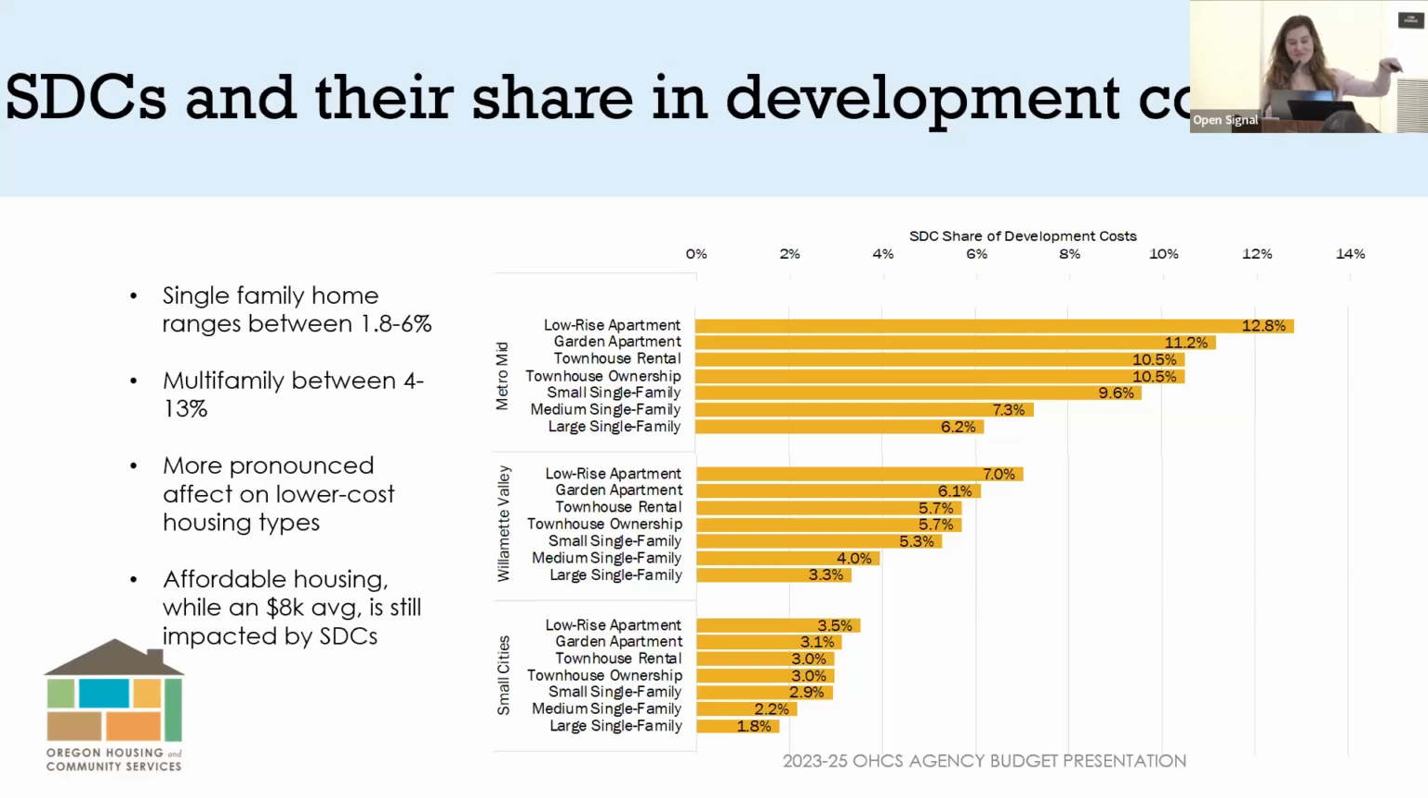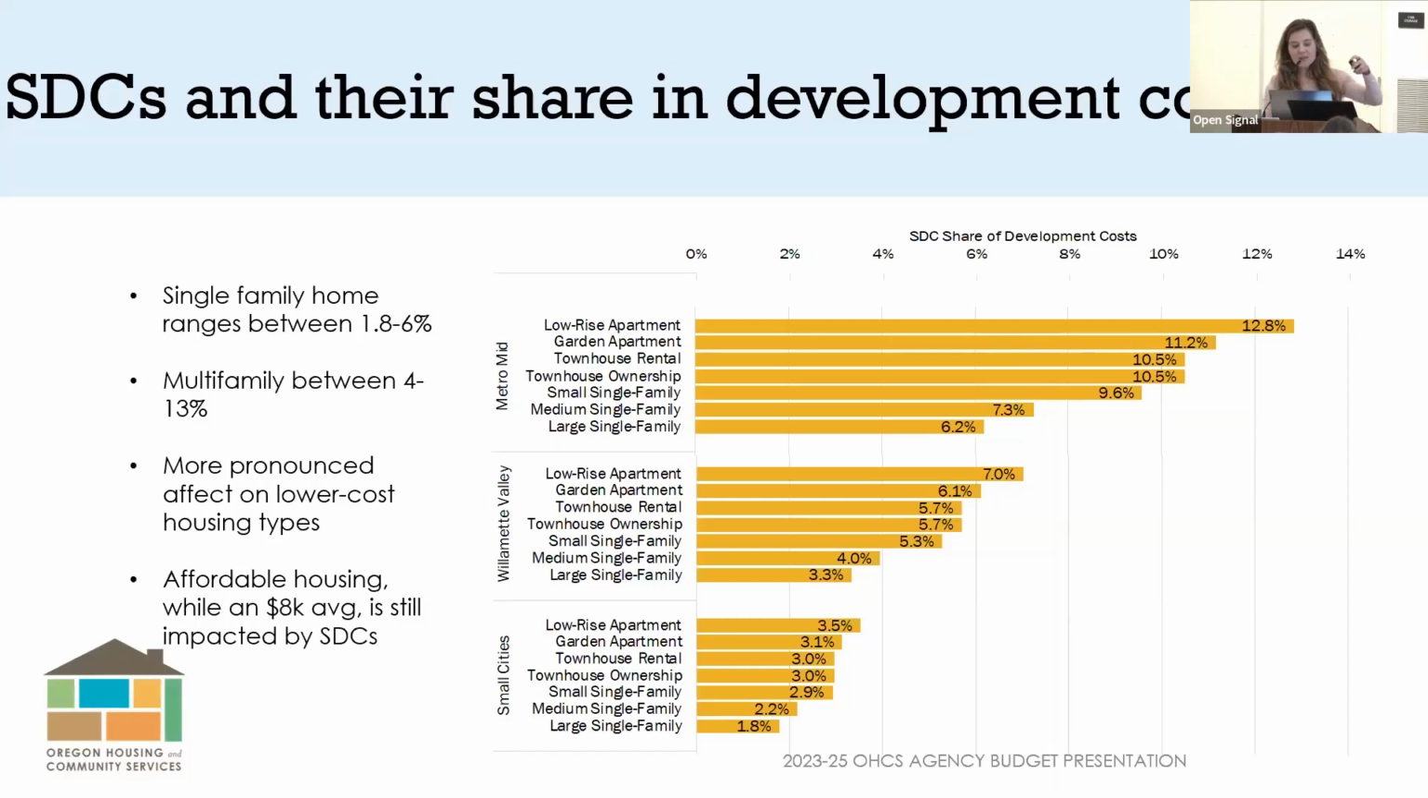I love this graph because it shows a couple of really interesting things. It shows the share of SDCs in the cost of development, both for different housing types and in different regions across the state. So we're looking at regional and geographic differences, and also the difference in the types of housing. We can see that in the metro area, SDCs make up anywhere from 6 to 12% of the cost of development. SDCs are a smaller share of the cost of development for larger single family homes, and for smaller homes they're a bigger proportion of development.